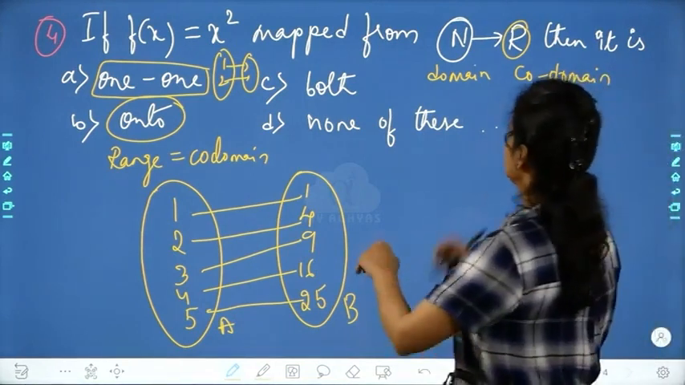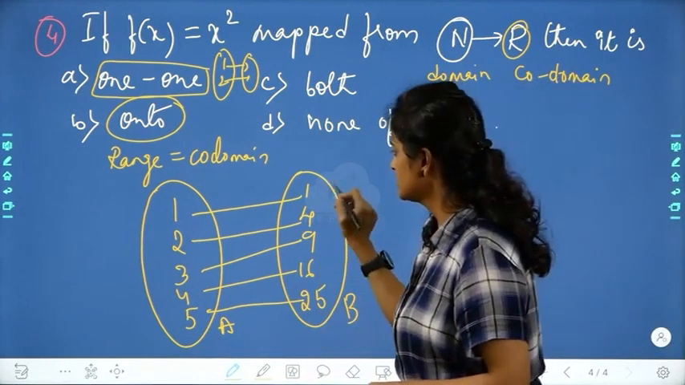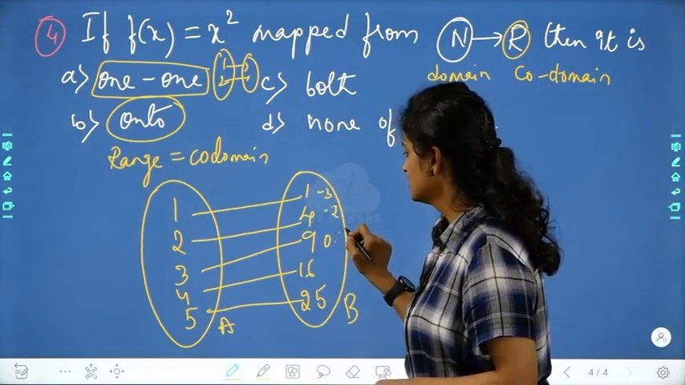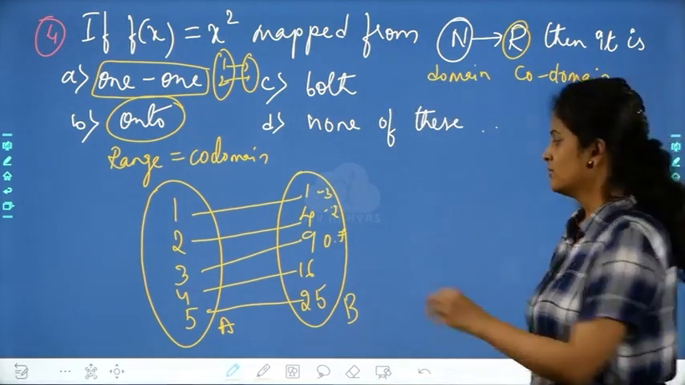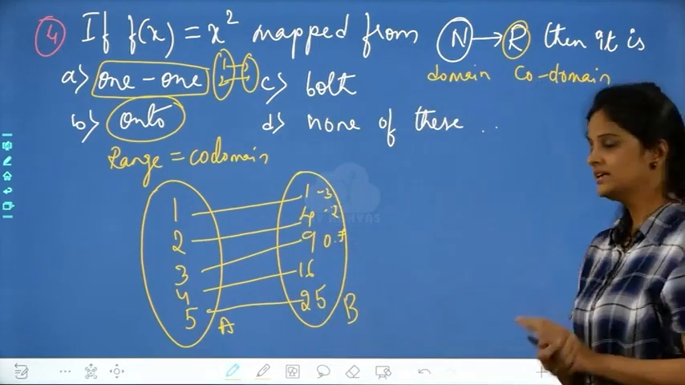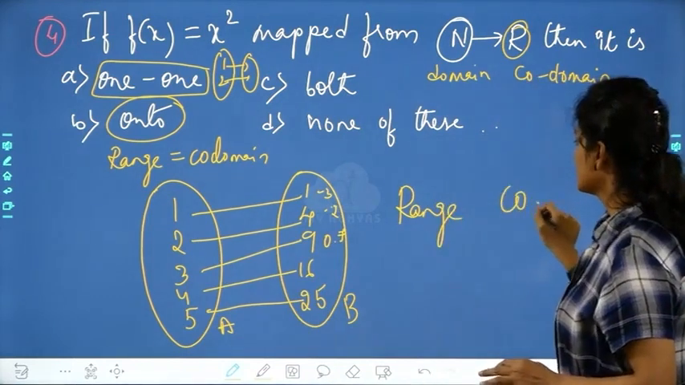See, don't forget that the codomain is R. You will have all the negatives here, -3, -2, decimals. Everything will be there in R. But what are related? Only these numbers. So can I tell that range and codomain are equal?